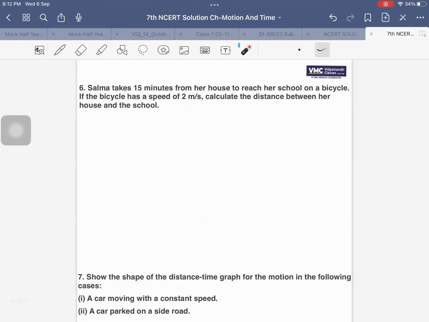Salma takes 15 minutes from her house to reach her school on a bicycle. If the bicycle has speed of 2 meters per second, calculate the distance between her house and the school. So what is the time taken by her is 15 minutes.